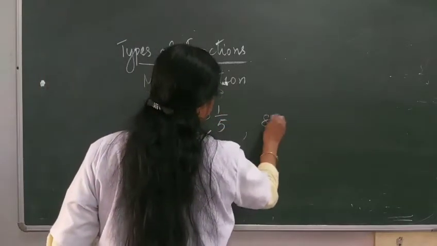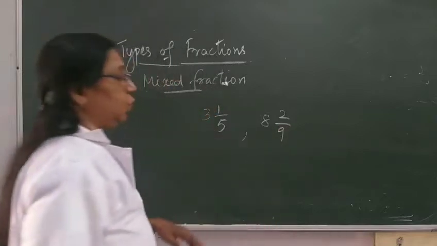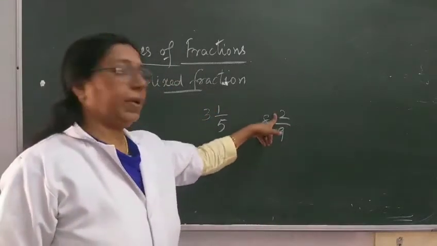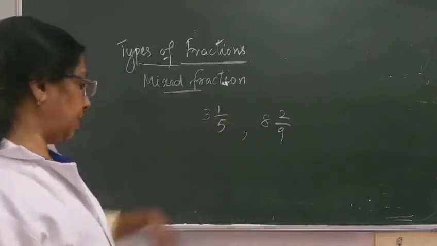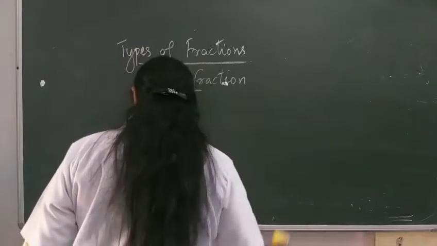Then, see, 8 2 by 9. 8 is a whole number, 2 by 9 is a proper fraction. Such fractions are called mixed fractions.